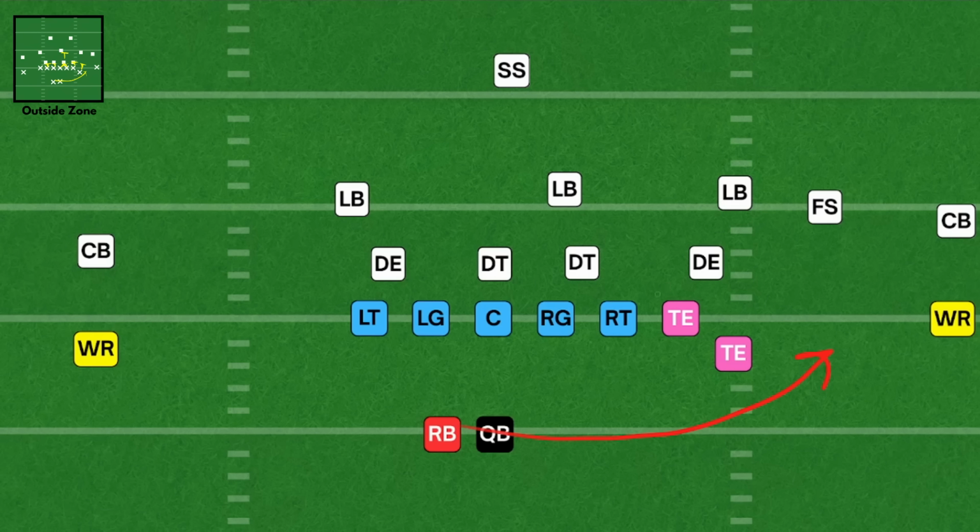The strategic beauty emerges when defenses rotate their safeties to stop the outside run. If they bring the strong safety down into the box, you're facing 8 defenders, but now you have single pass coverage on the outside for potential RPO opportunities. This means the quarterback can decide to keep the ball instead of handing it off, and complete a pass to either an open receiver or a favorable one-on-one matchup.